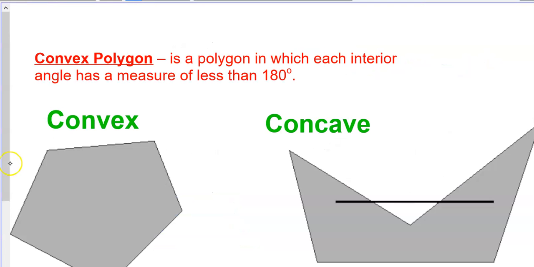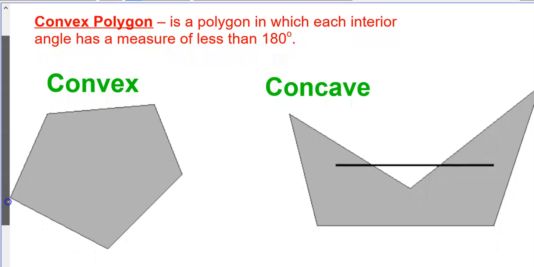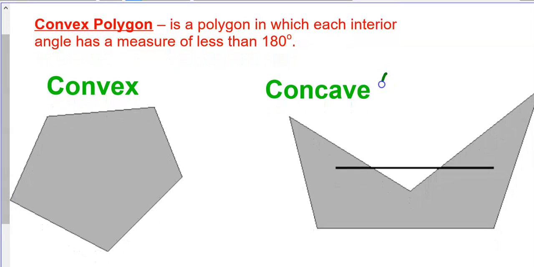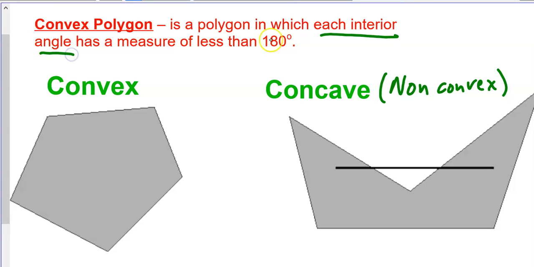We can also describe our polygons by talking about convex and concave. Sometimes you'll see this as non-convex. They'll write it that way. But what is convex? First of all, convex is a polygon in which each interior angle has a measure less than 180. So if I'm looking at all of these angles here, none of them are greater than 180. They're all less than 180.